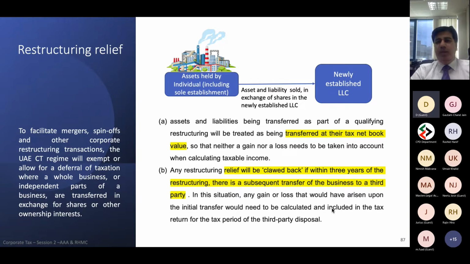So there are 2-3 people or single person LLC also, both are fine. So that is where it goes into newly established LLC, in this case, if these conditions are met. Now, what conditions are these?